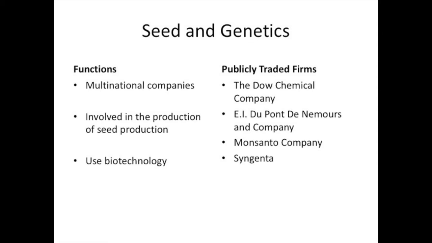Again, we have publicly traded firms in this industry. We have Dow. DuPont is the second one listed there, which owns Pioneer, Monsanto, and then Syngenta. Again, all multinational companies have operations across the world. We are going to be focusing on these in the second module. And those, by the way, in the second module, we'll see that those firms are in merger talks right now.